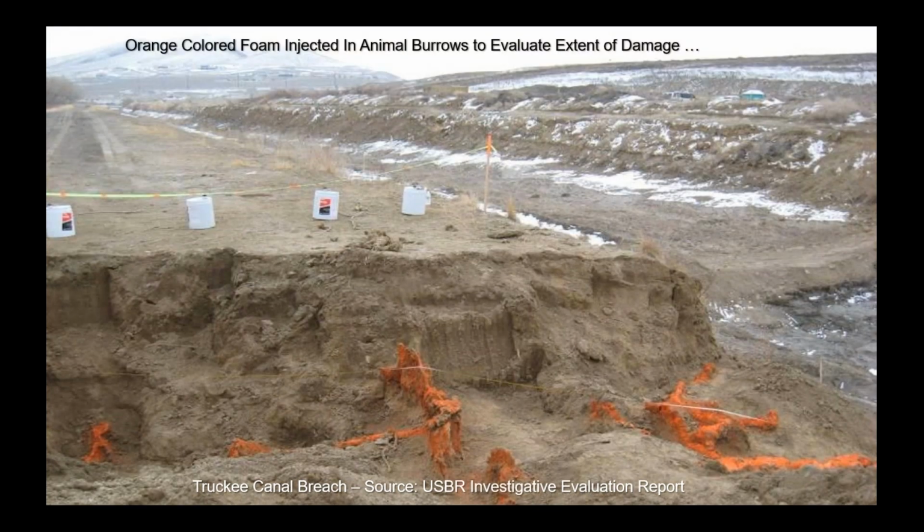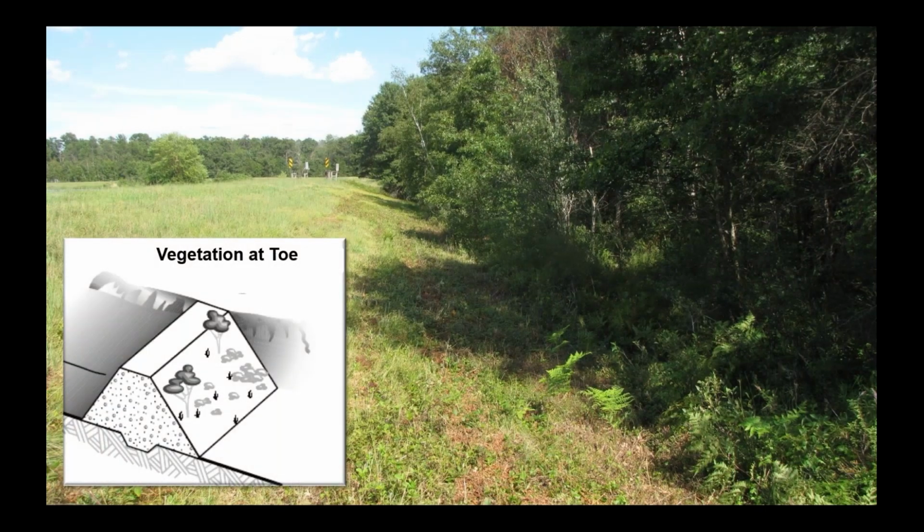And this is my favorite picture. They took the foam and they put an orange dye in the foam, and then they injected it. And then they went back and did a forensic, and you can see how connected these tunneling were. This is a pretty wide crest here. I'm guessing that's probably about 40 or 50 feet wide at the crest, but you can see how over time the burrowing animals pretty much turned this embankment into Swiss cheese.